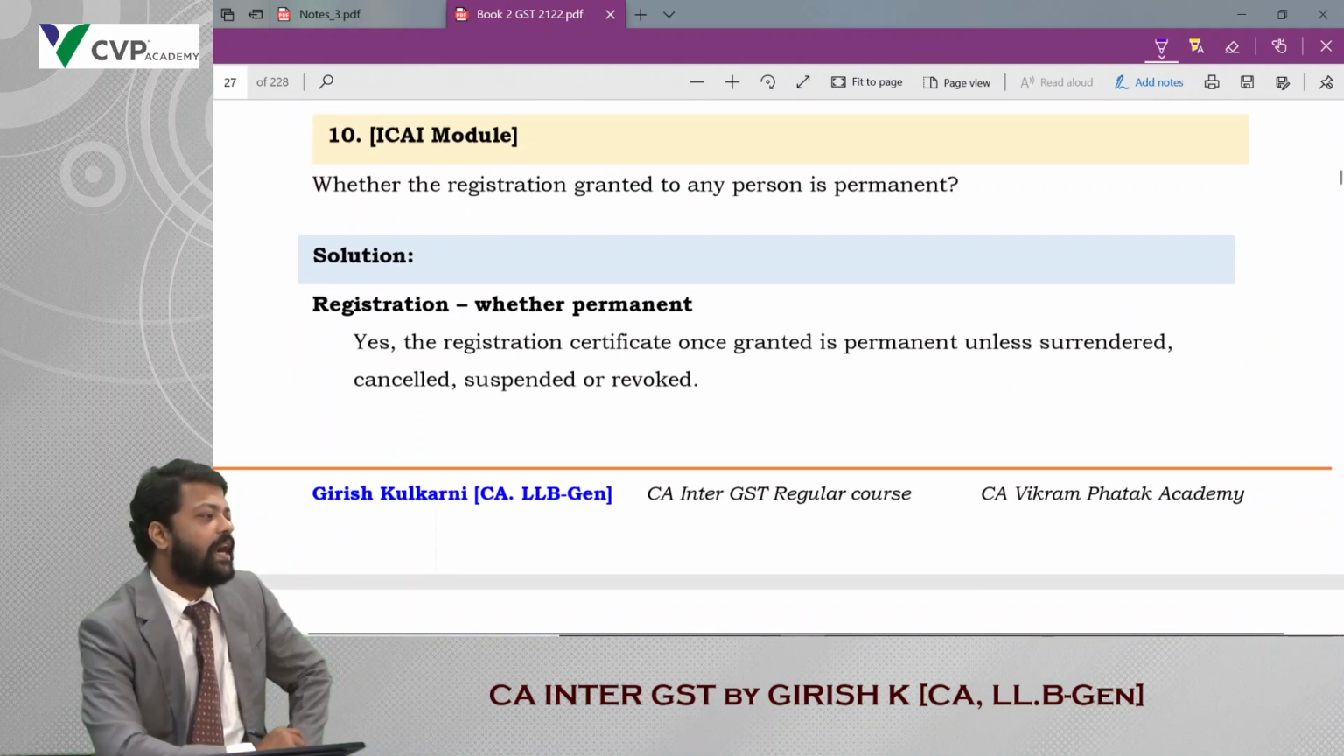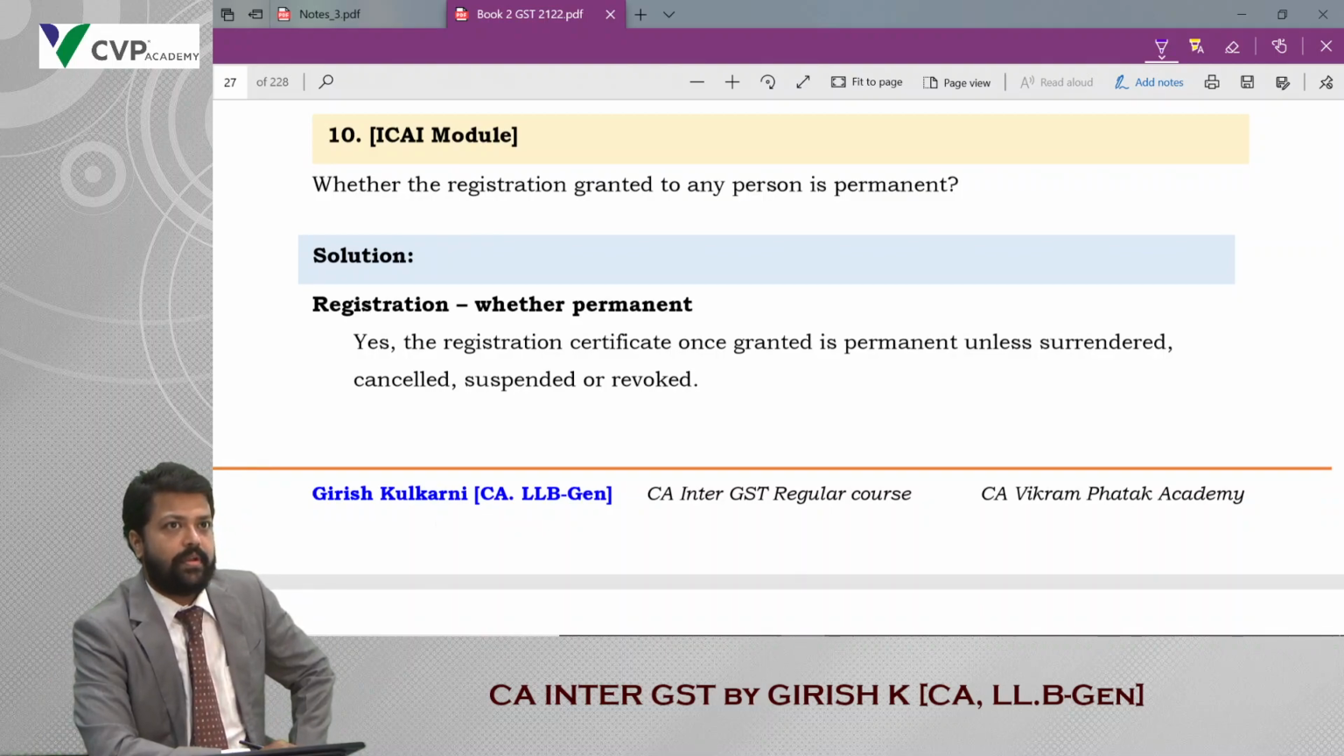Whether registration granted to any person is permanent? Yes, unless it is cancelled. Means it is something like you are alive until you are dead. Correct?